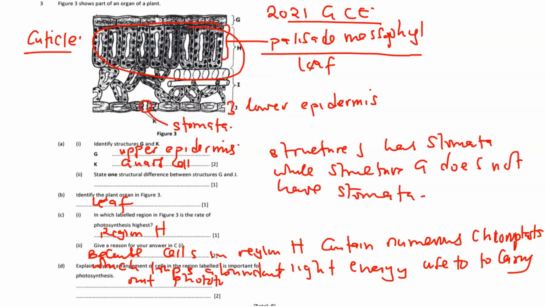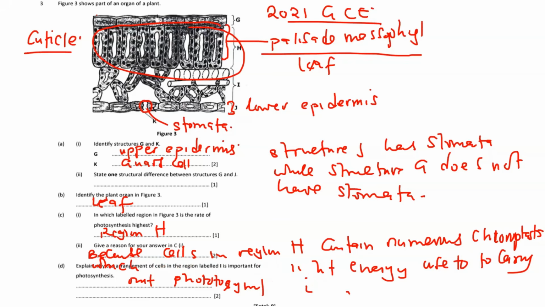So, which trap a lot of light energy used to carry out the process of what? Photosynthesis. I hope you've gotten that point. So, because cells in region H contain numerous chloroplasts, which trap abundantly light energy, or a lot of light energy, used to carry out the process of photosynthesis. Okay? These cells that are down here, although they contain chloroplasts, they are not numerous. Okay? A few chloroplasts there.